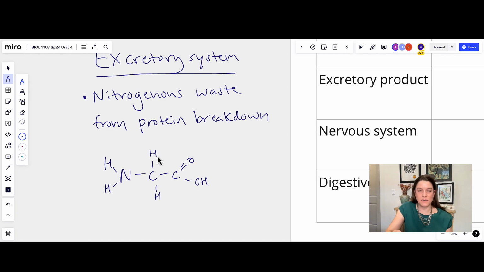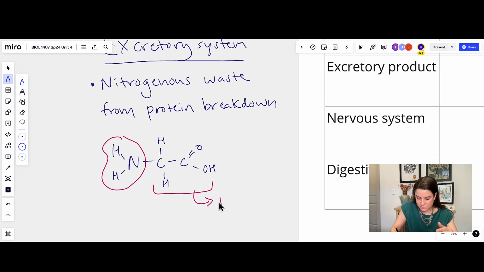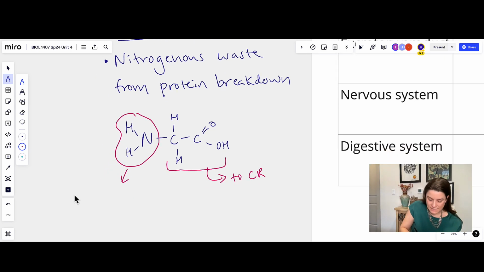This is just like an alanine amino acid. You take off the nitrogen groups for processing, deamination it's called. But that's before, like the rest of it will go into cellular respiration. But the groups that are nitrogen will be taken off. We'll just leave that.